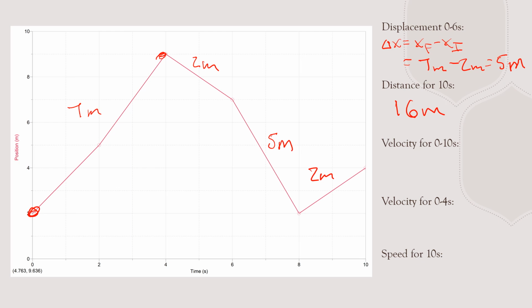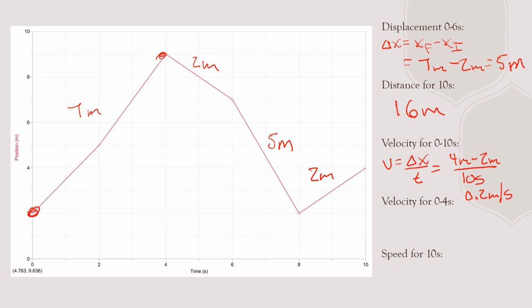Okay. If we look at their velocity for all 10 seconds, well, velocity is the displacement over the time. If we look at the displacement for the entire thing, they finished at 4 meters. They started at the 2 meter mark. It took them 10 seconds to do it. So their velocity on average for the entire motion would be 0.2 meters per second.